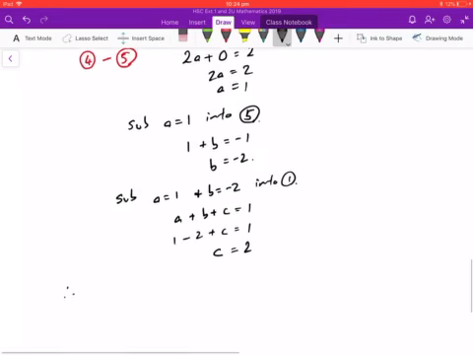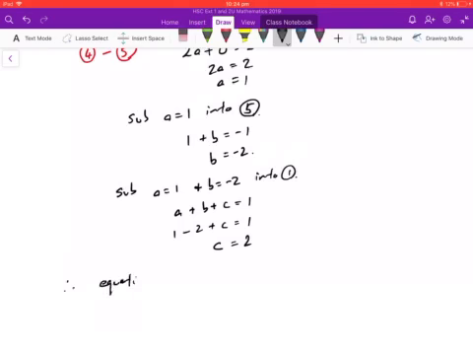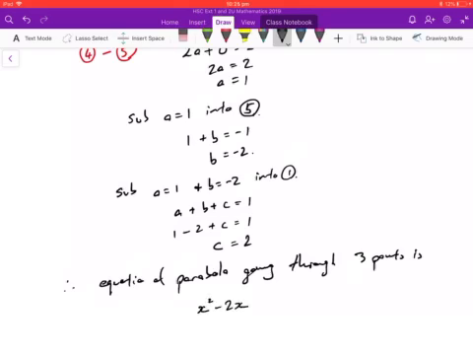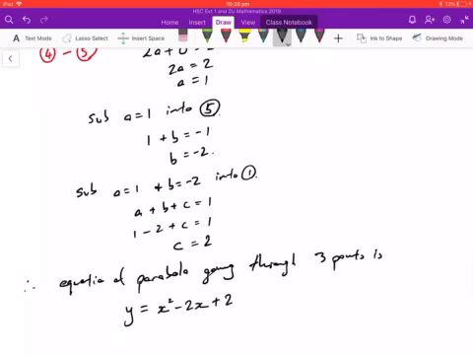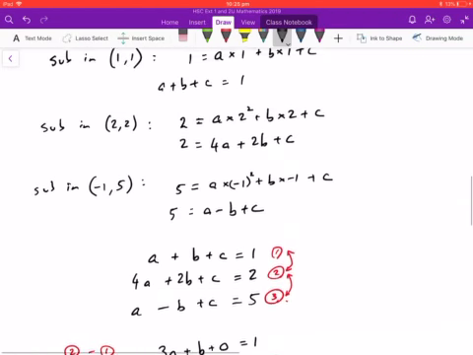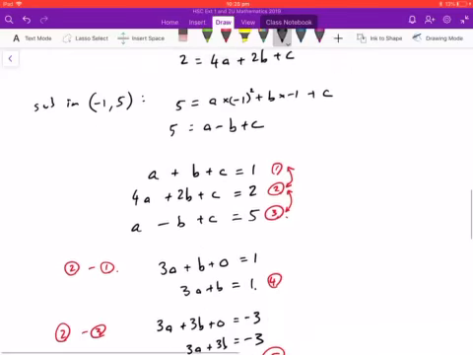And so therefore, the equation of the parabola going through the 3 points is, a is 1, so 1 times x squared minus 2 times x plus 2 equals y. That's the quadratic equation. The function is that. And that goes through the 3 points. I'll just pop back up again. That goes through the 3 points (1, 1), (2, 2), and (-1, 5).